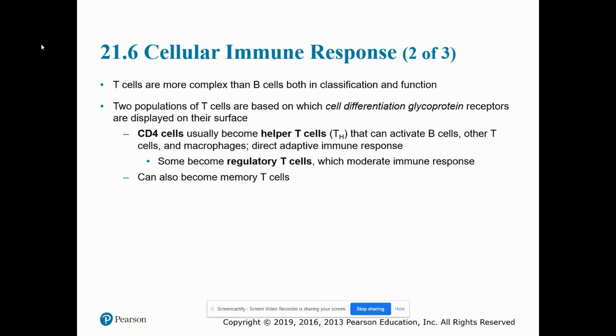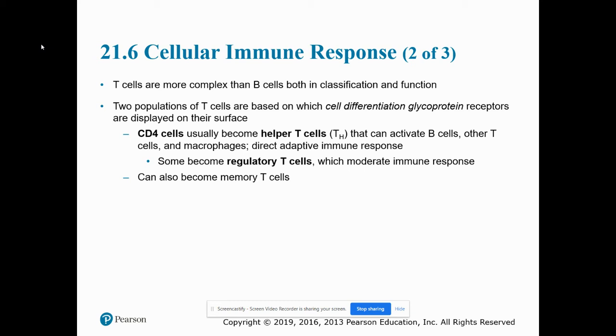T cells are more complex than B cells in both classification and function, and there are two populations of T cells with different cell differentiation glycoprotein receptors that are displayed on their surface. The two of them are CD4 cells and CD8 cells. CD4 cells usually become helper T cells, and those helper T cells are going to go off and activate B cells and other T cells, as well as macrophages, and they also help to direct the adaptive immune response.